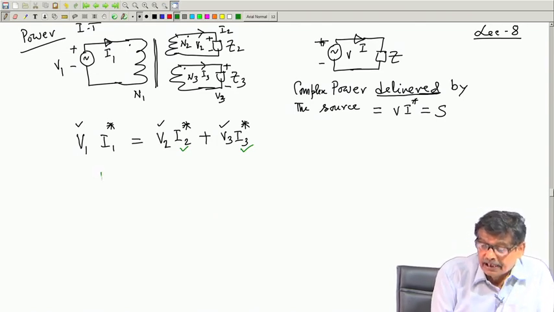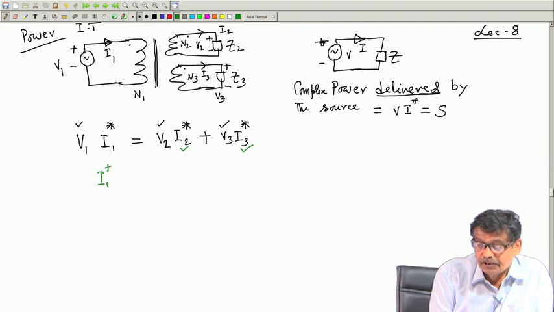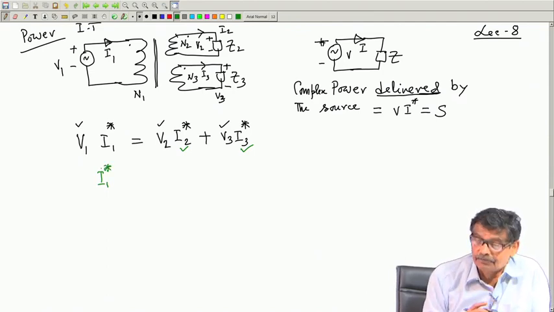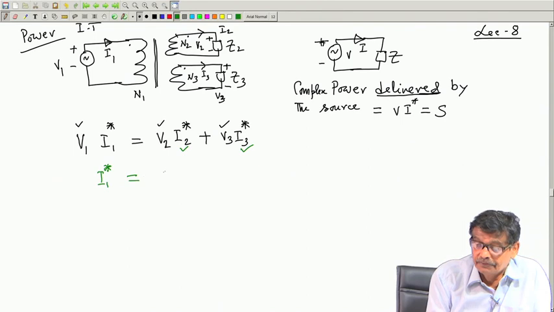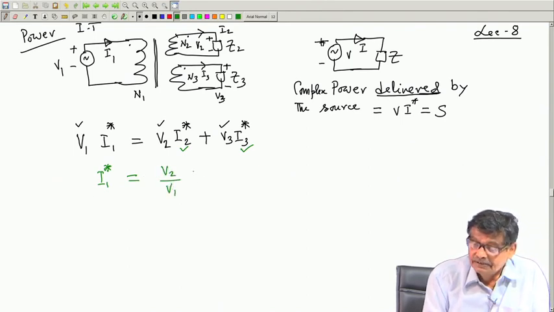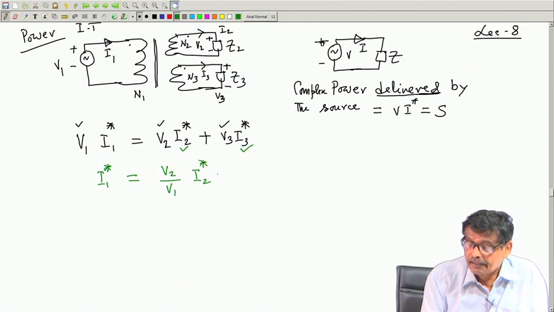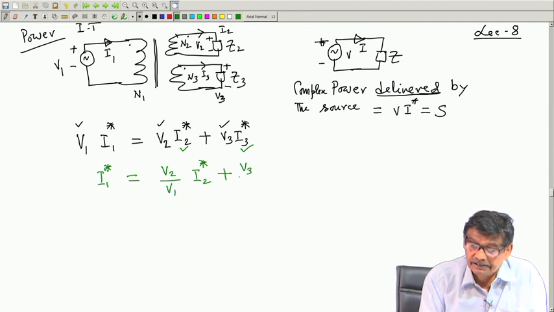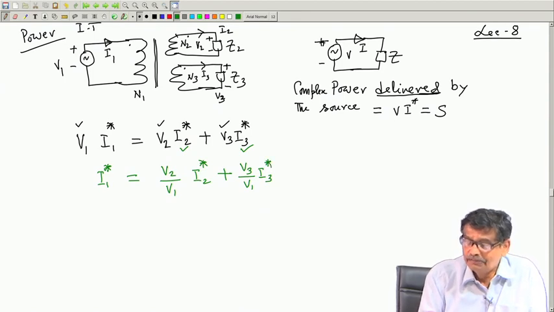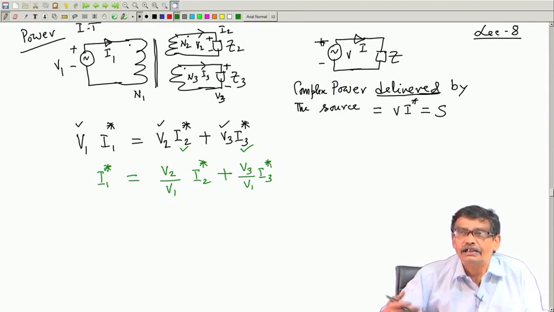Therefore, I1 star can be calculated, because my problem is what is the current drawn from the supply. It will be equal to V2 by V1 into I2 star, plus V3 by V1 into I3 star. If I make any mistake, please point it out. But V2, V1, V3, V1 all are cophasal numbers.